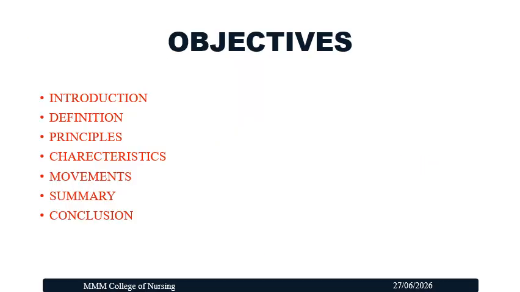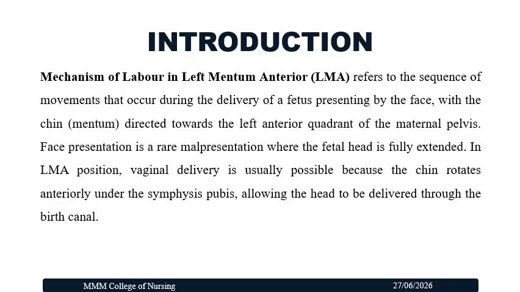The objectives are introduction, definition, principles, characteristics, movements, summary and conclusion. Introduction. Mechanism of labor in left mento anterior refers to the sequence of movements that occurs during the delivery of a fetus presenting by the face with the chin, which is nothing but the mentum, as the denominator, that will direct it towards the left anterior quadrant of the maternal pelvis.